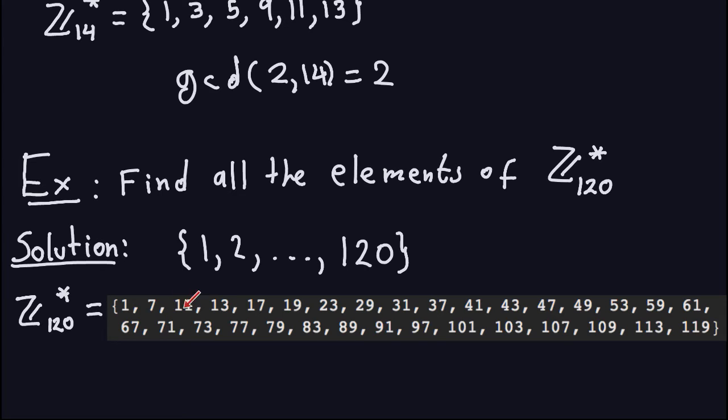So these are the only numbers that are relatively prime to 120, between 1 and 120. Of course, there are more numbers that are relatively prime to 120, but you have to select the ones that are from this list, from 1 to 120. So these are the only ones I have here so far. So these are the elements of Z120 star.